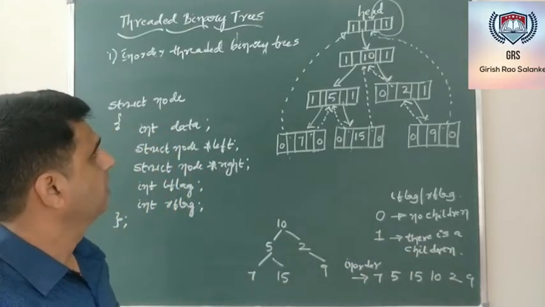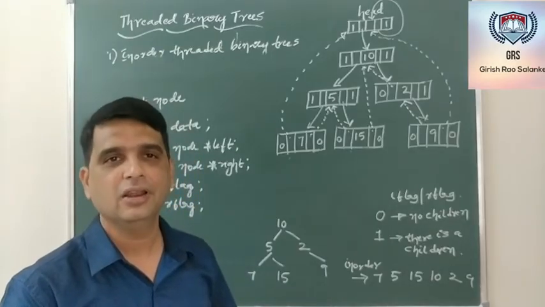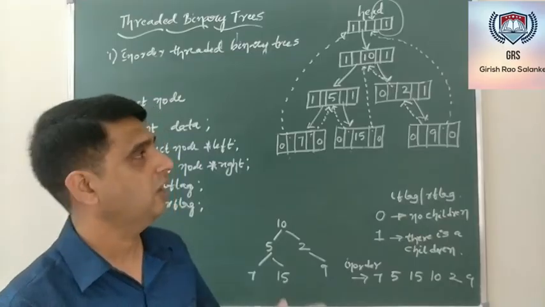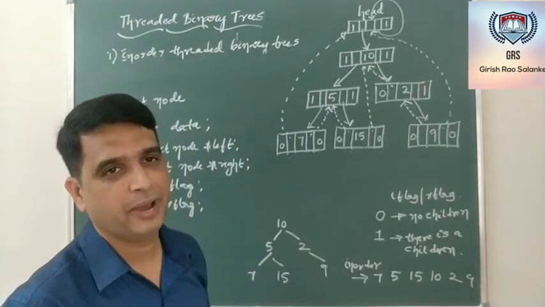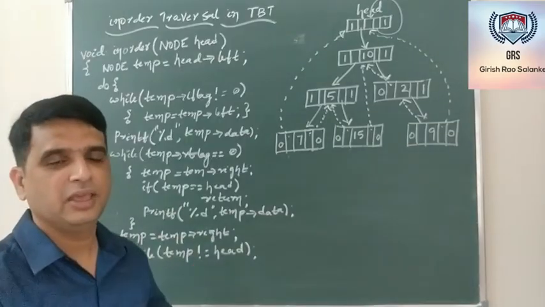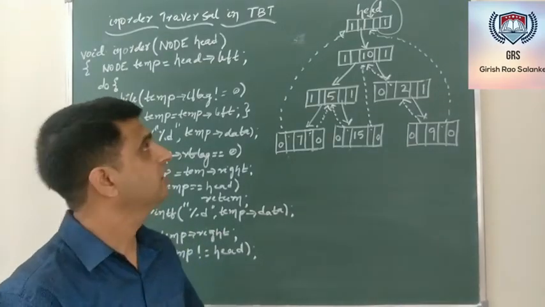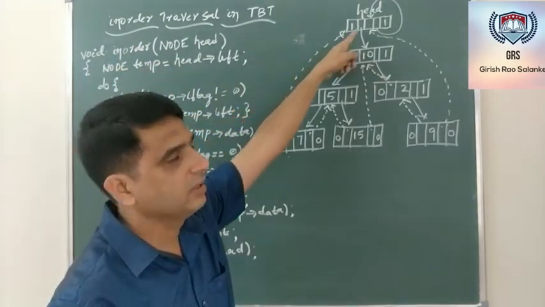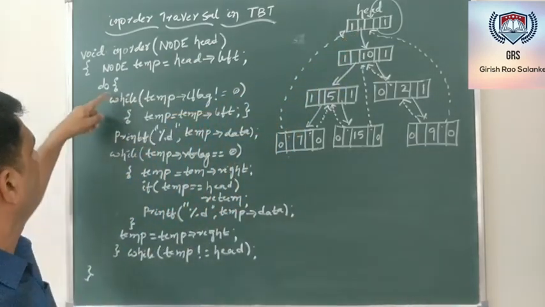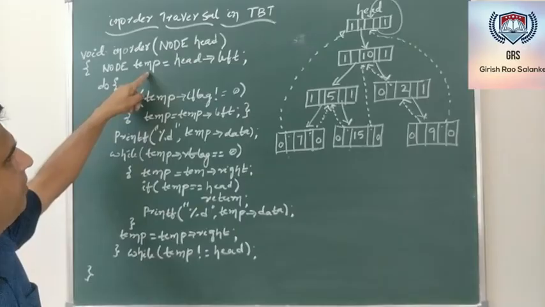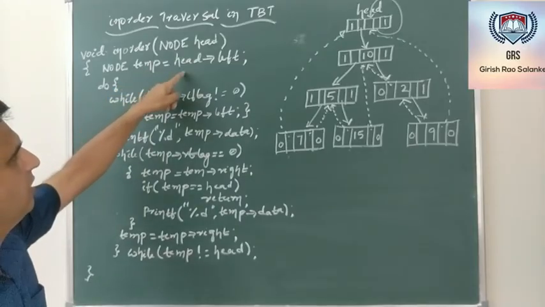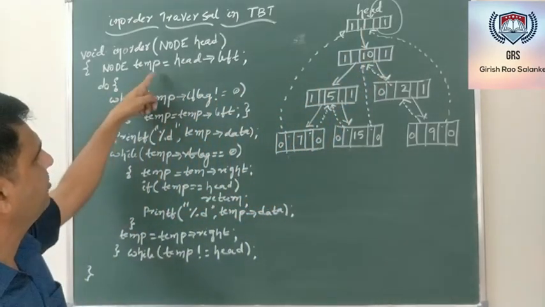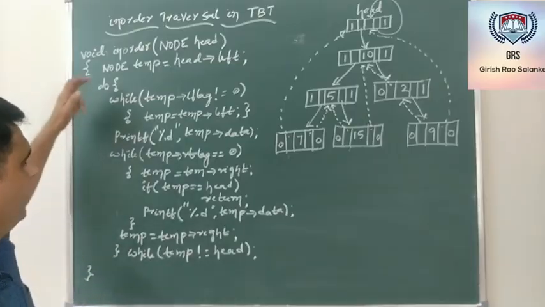Now, let us come up with a function to perform the in-order traversal on an in-order threaded binary tree. I have taken the function name as inorder, and the reference to my function is this header node. First thing I have done is I have taken a temporary variable temp, holding the address of the root node. That is, temp is equal to head of left. I know that head of left is pointing to the root node. I have taken a do while statement.